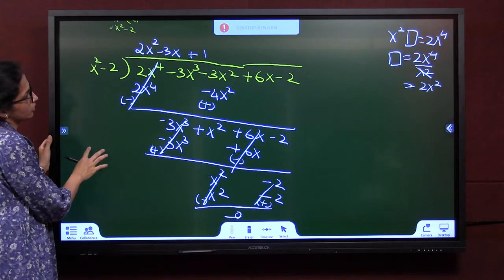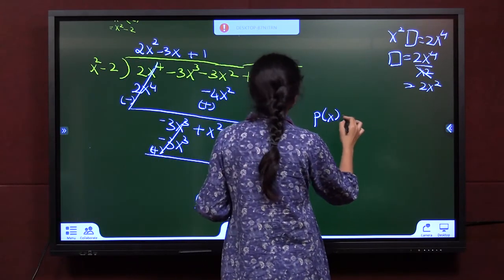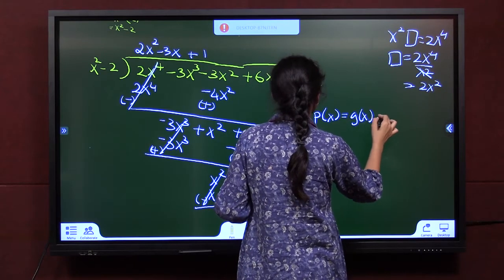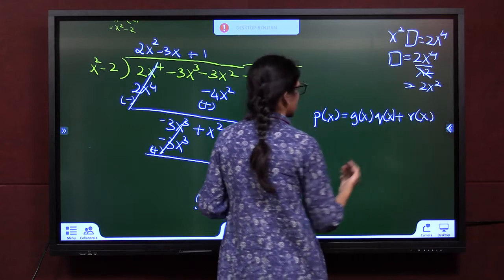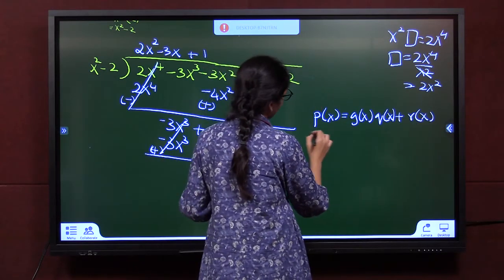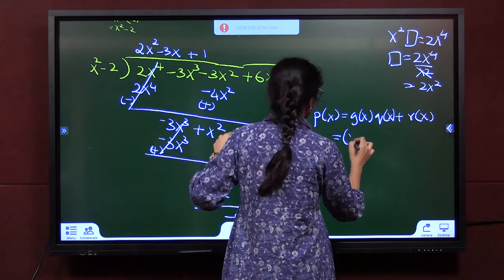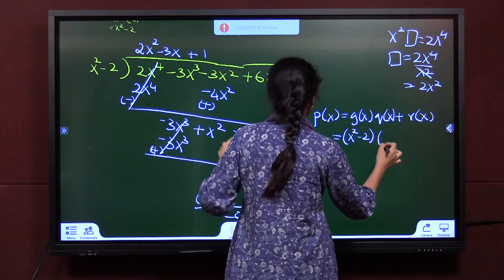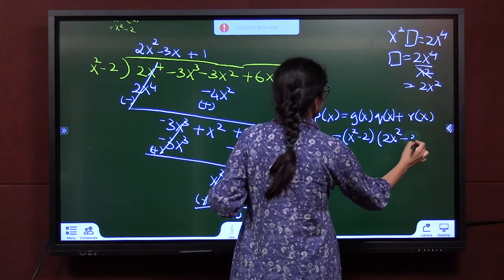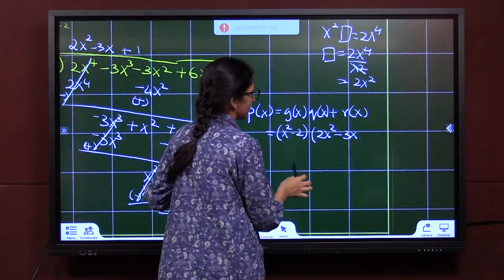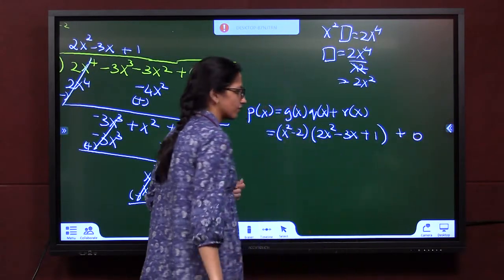Applying the division algorithm, what can we do now? We can write p of x is equal to g of x into q of x plus r of x, correct? So, carefully understand this. What is p of x? p of x is that given polynomial. What is g of x? x square minus 2. q of x is 2x square minus 3x plus 1, plus 0. That will go away.